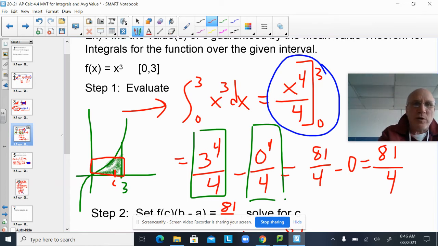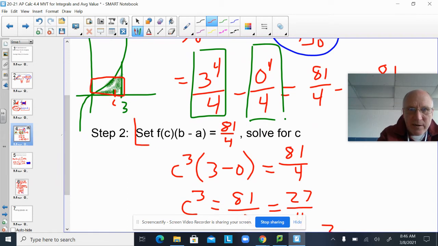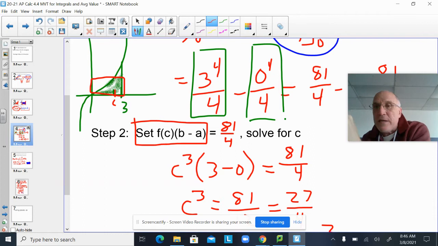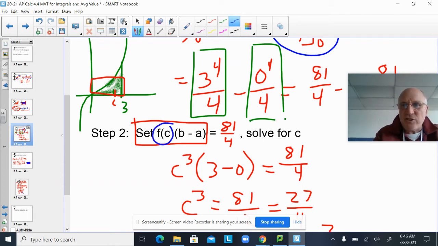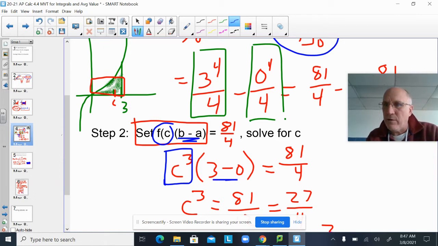And what we're going to do with that is, notice this right here, that's the other half of that theorem: f of c times b minus a. Remember, that's the height of a rectangle times the width of a rectangle. We're going to set that equal to, in this case, 81/4, and solve for c. So this f of c is just my actual function, x cubed, but I'm going to write it as c cubed, just because I'm trying to solve for c. And b minus a here is just 3 minus 0. So that's the height of a rectangle times the width of a rectangle, and we're setting that equal to 81/4.